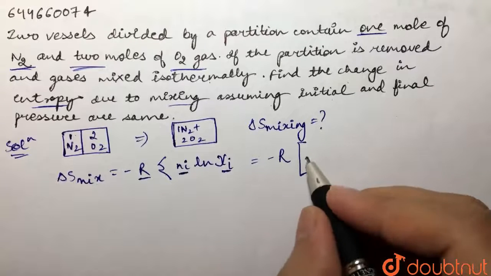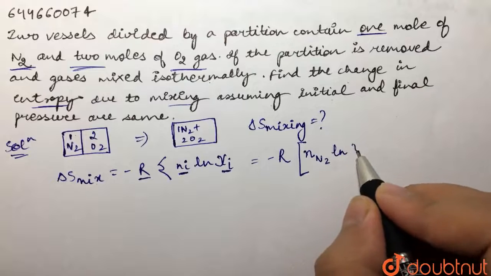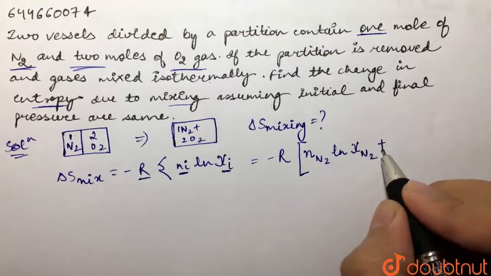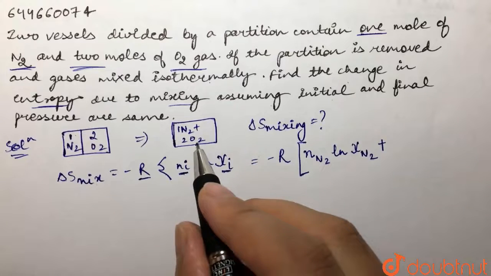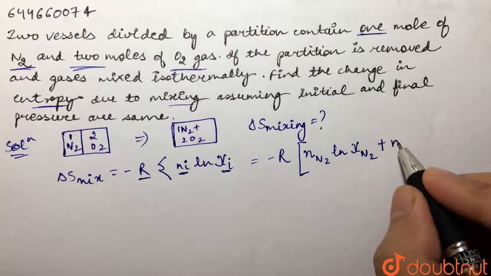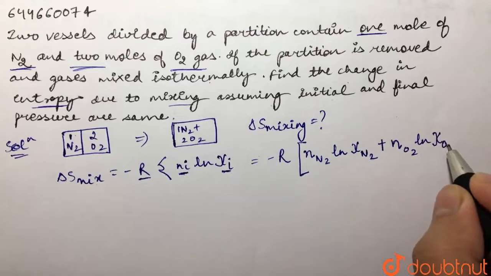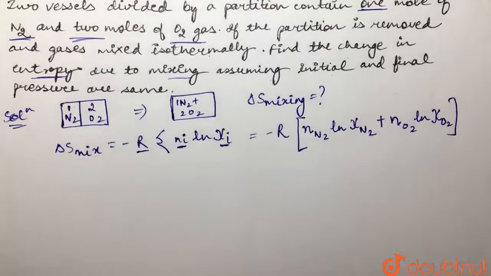First of all, we're going to have the number of moles of nitrogen and then ln mole fraction of nitrogen, right? And then we're going to add, because we have to do the summation. Then for the second case we have oxygen, so we put the number of moles of oxygen, then ln mole fraction of oxygen. So now we're going to put the values over here and find out delta S of mixing.